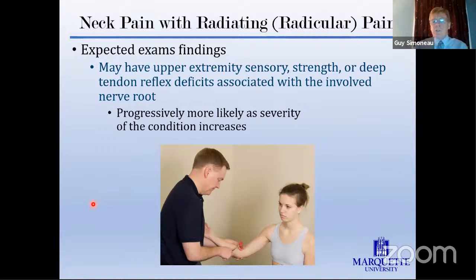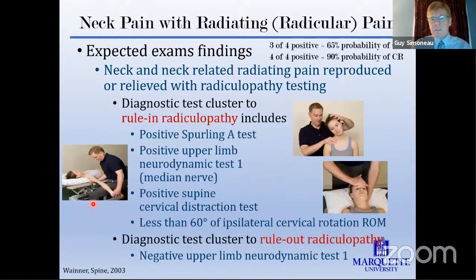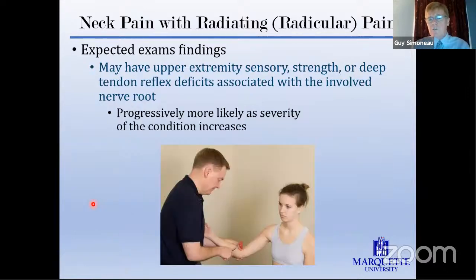In addition to this, though, you really want to do a good neurological exam. So your sensory exam, your strength exam, and also your deep tendon reflexes, realizing that the more severe the condition, the more likely you will have sensory loss, motor loss, and deep tendon reflex loss. But this is the beauty of those four tests, is that this group of four tests here allows you to make the diagnosis of radiculopathy on people with maybe just light to moderate symptoms. As the symptoms get more severe and you start having sensory loss, motor loss that corresponds to a specific nerve root, then the diagnosis becomes quite easy to do.